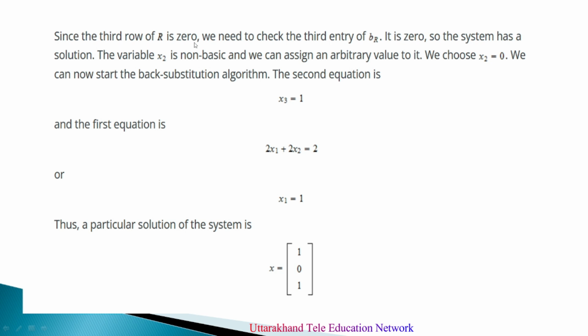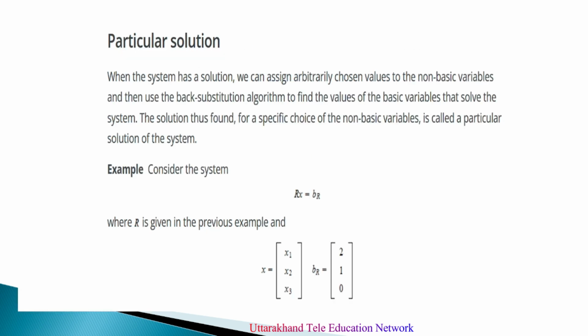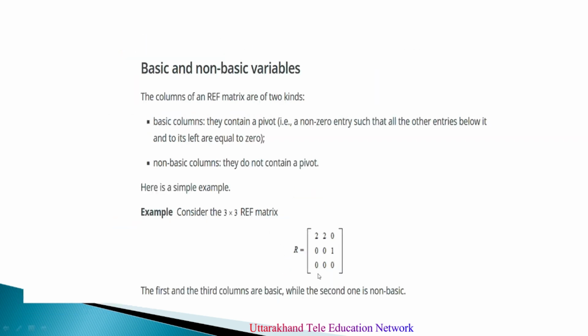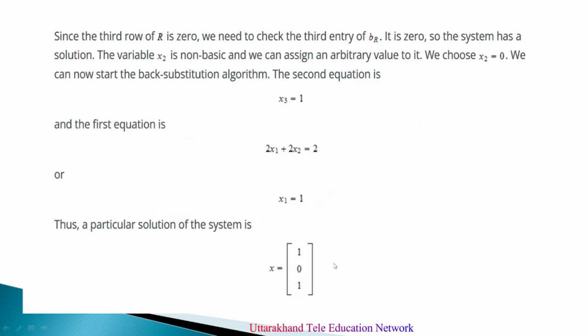Third row of R is 0. We need to check the third entry of Br. This is all about taking basic and non-basic. So if we proceed in this manner, this is 0, so the system has a solution. First we have to check whether it has a solution or not. Since the third row of R is 0, going back to the previous slide, the third row is 0, and the third entry of Br is 0. So the system has a solution.